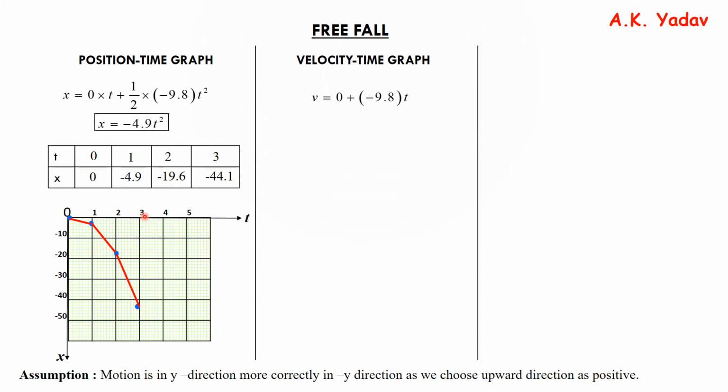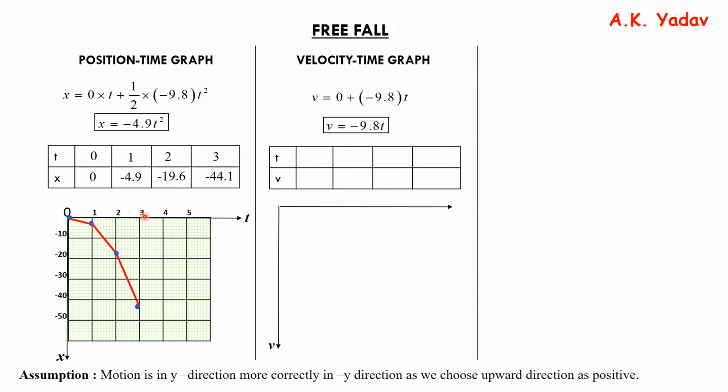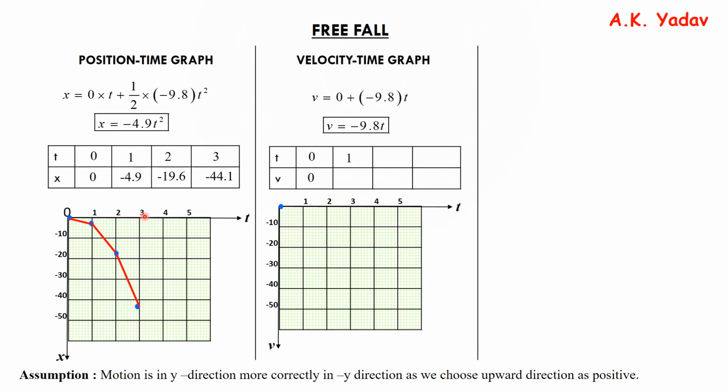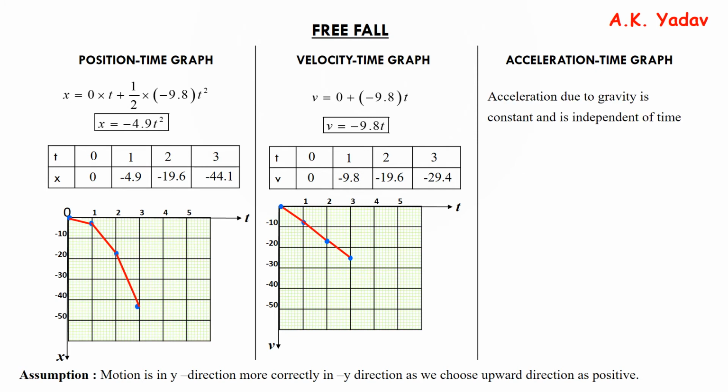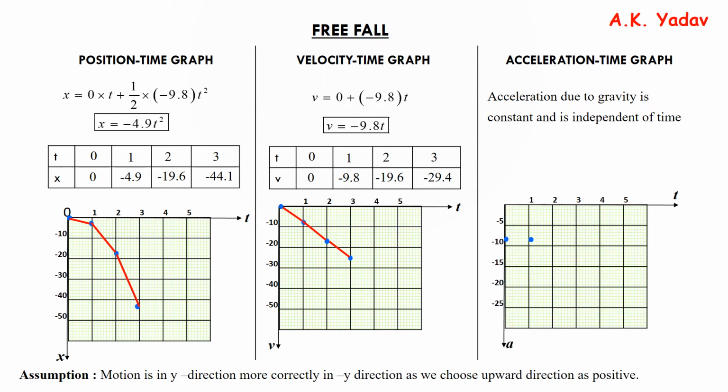Let's move to the next, velocity time graph. v equal to u plus at, u is 0, a is minus 9.8, so we get v is equals to minus of 9.8 t. Now we have taken different values and we have plotted it. What we get? We get a straight line. Yes, that means constant acceleration. Now acceleration time graph. Acceleration due to gravity is constant and is independent of time. So it doesn't matter. It is always having the value 9.8 and that gives a straight line.